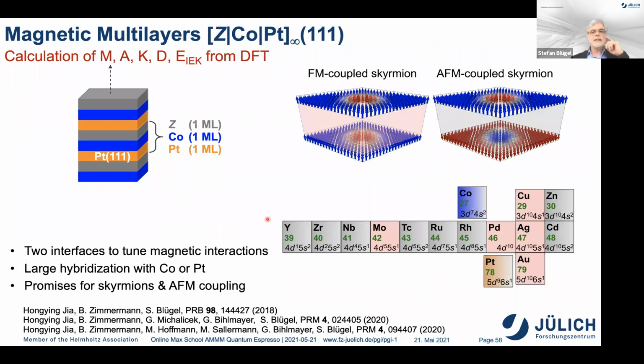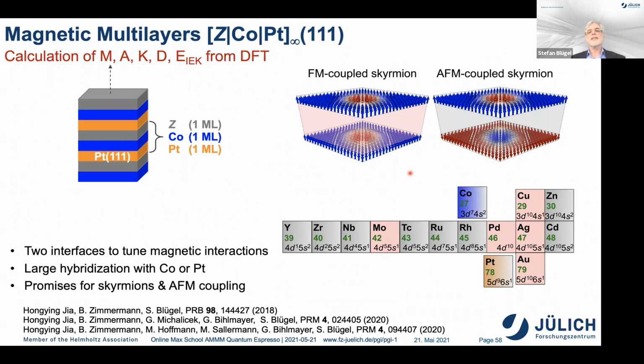And what we have done recently is we have calculated 14 different multilayers. So we have taken cobalt platinum, which is the technologically most important one, and varied 14 different elements here: yttrium, zirconium, niobium, molybdenum, technetium, ruthenium, up to cadmium, copper, zinc, and looked at which ones produce room temperature and which ones couple antiferromagnetically. For example, here those in gray couple antiferromagnetically, those in pink or pinkish orange couple ferromagnetically.